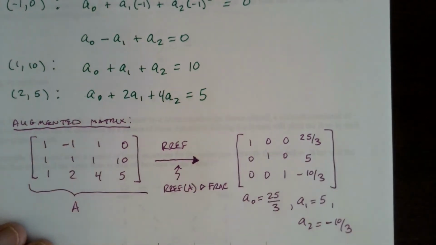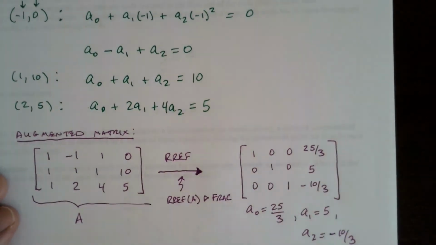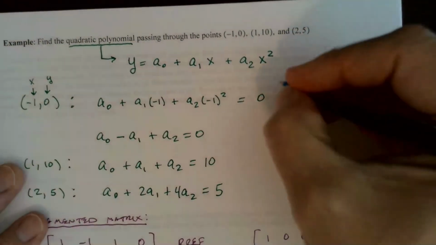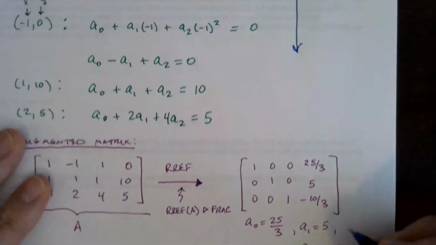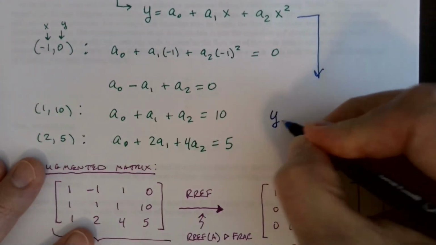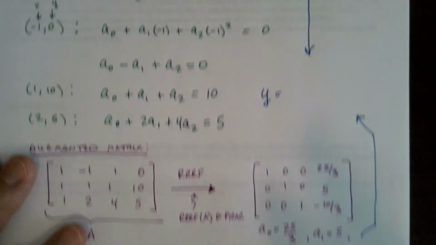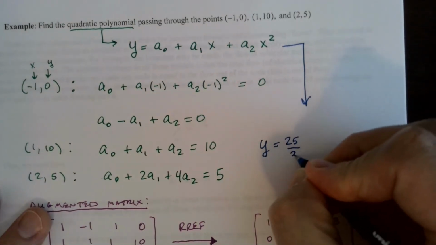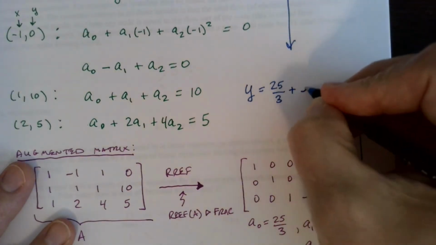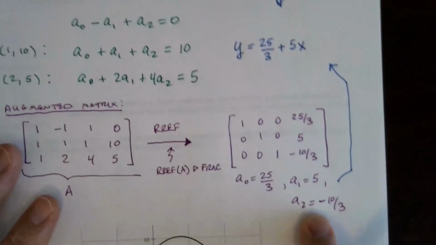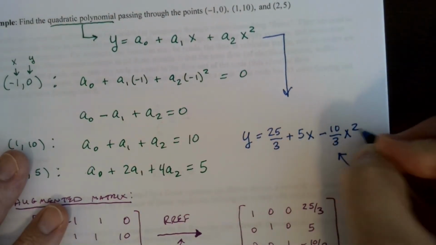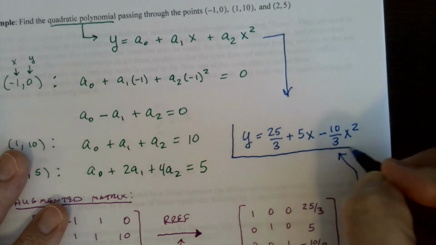Okay. But again, what's the answer then? The answer we're looking for is the interpolating polynomial, this quadratic polynomial. So my answer then is, from these results here, y is a sub 0, which is 25 thirds, plus a sub 1, which is 5, times x, and then plus a sub 2, which is negative 10 thirds, so minus 10 thirds x squared. That is your actual interpolating polynomial.